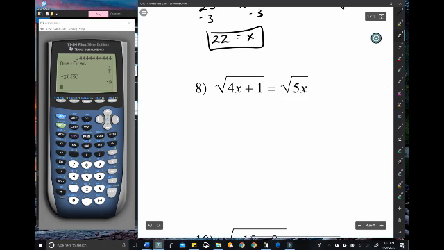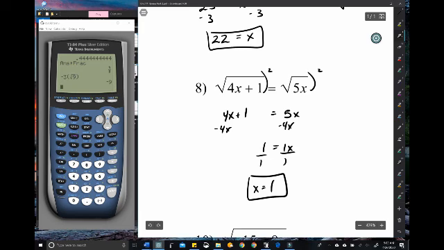Number 8, similar. Square both sides. So 5x is equal to 4x plus 1. I'm going to subtract 4x. And 1x equals 1. Hey, that's pretty simple. Divide everything by 1, x equals 1. You don't even need to include that step.